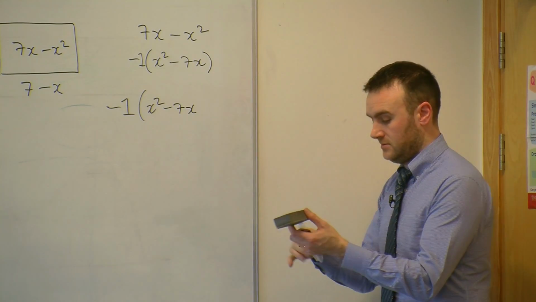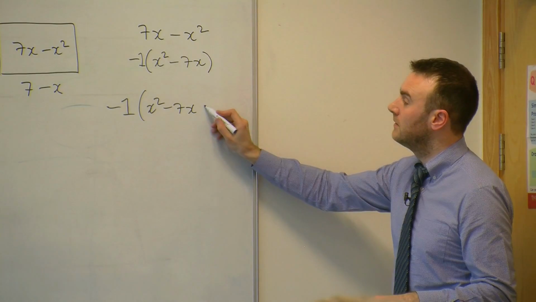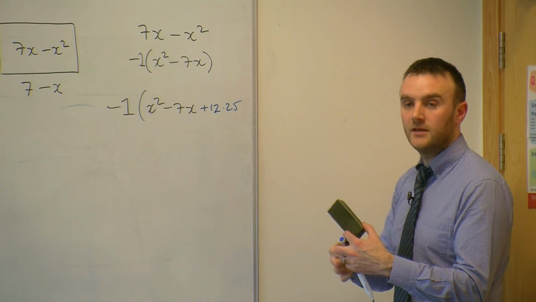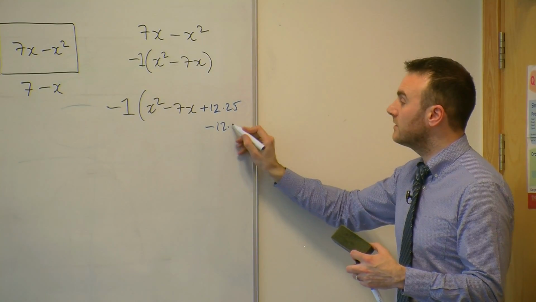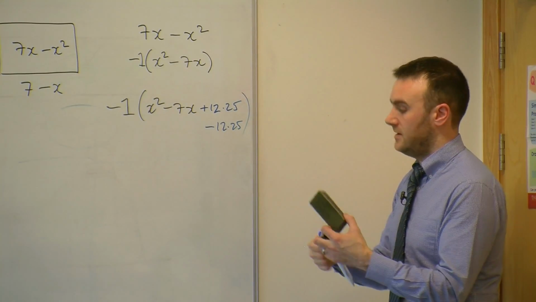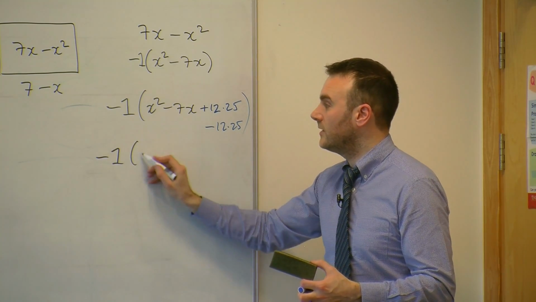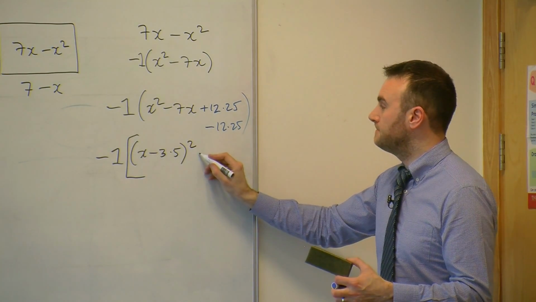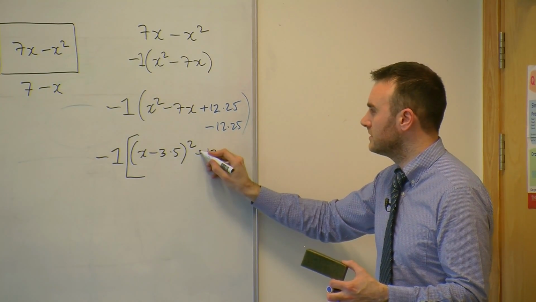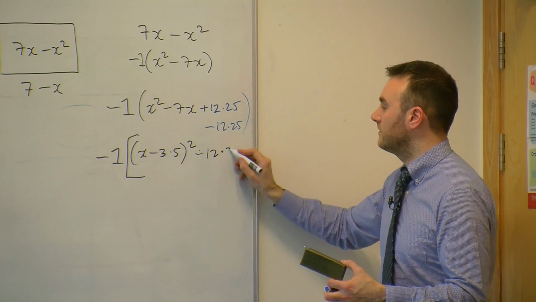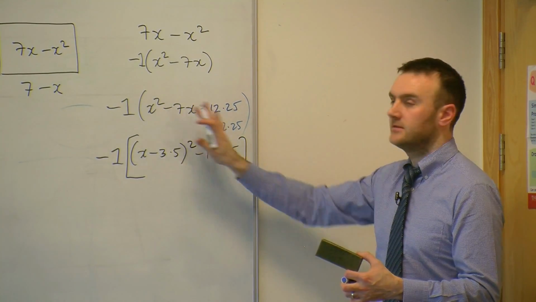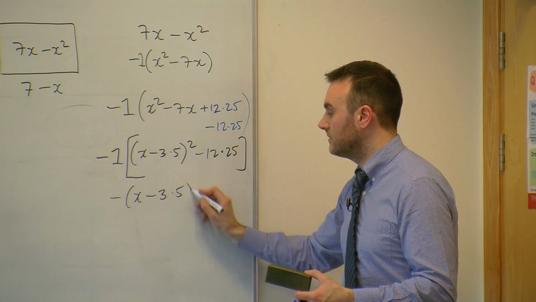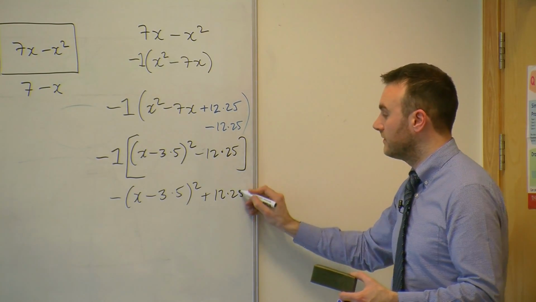What's in here? Plus 3.5 squared, that's 12.25. And then what do you do immediately? Minus 12.25. Okay, if you tidy all that up, you get minus 1 into x minus 3.5 squared, minus 12.25. That's what that is, tidied. Bring in the minus 1, and we have this eventually: minus (x minus 3.5) squared plus 12.25.